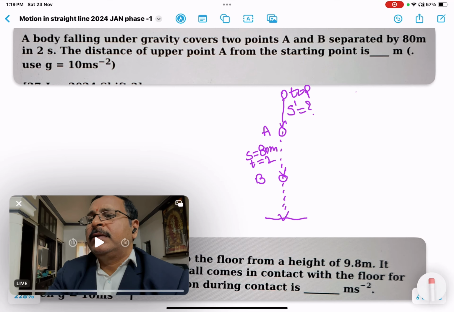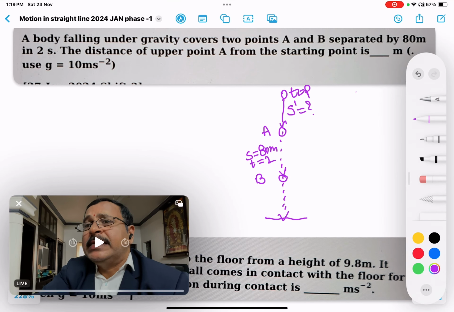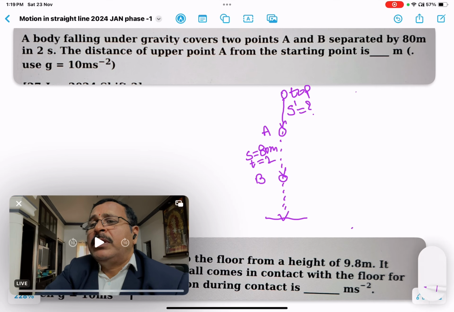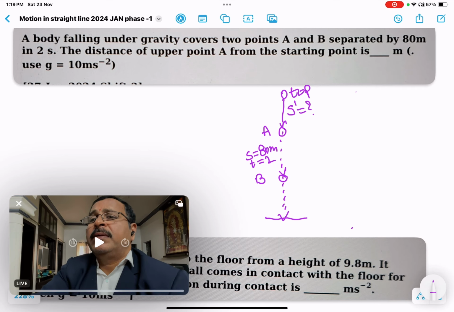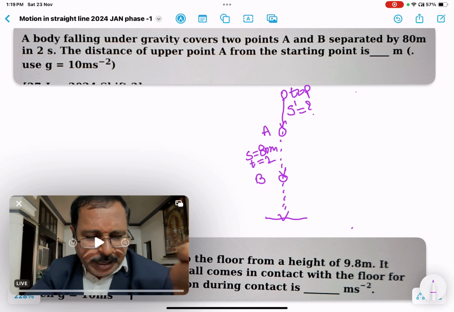Come on, tell me what method you can follow here. He is asking the distance S dash above the point A. So data is given between A and B. Utilize that data and give the information to me.